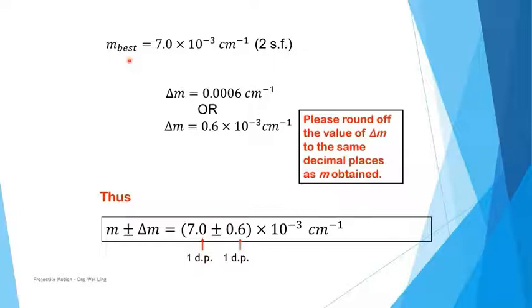m best equals 7.0 times 10 to the power of -3 per cm. Delta m equals 0.0006 per cm. Therefore, change it to 0.6 times 10 to the power of -3 per cm. Thus, m plus minus delta m equals 7.0 plus minus 0.6 times 10 to the power of -3 per cm. Both are also 1 decimal place.